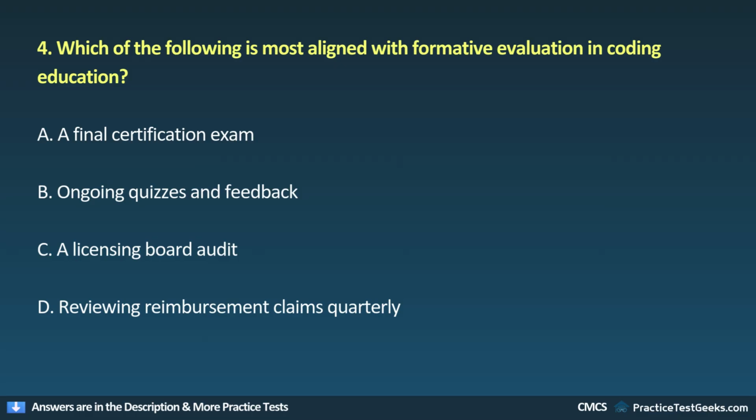4. Which of the following is most aligned with formative evaluation in coding education? A. A final certification exam. B. Ongoing quizzes and feedback. C. A licensing board audit. D. Reviewing reimbursement claims quarterly.